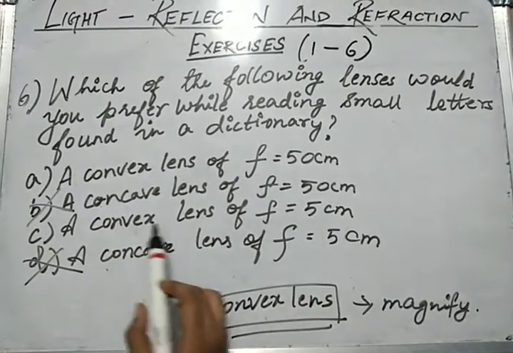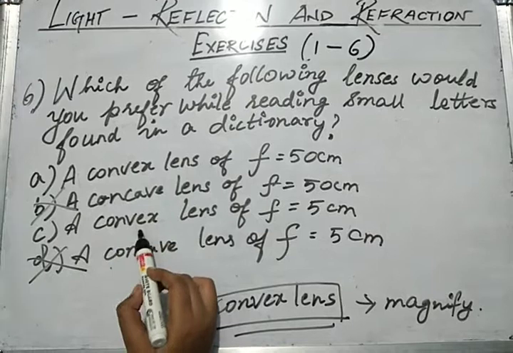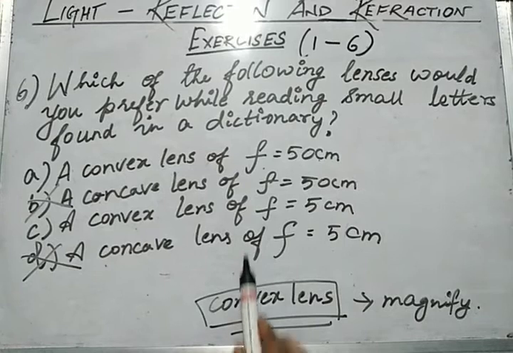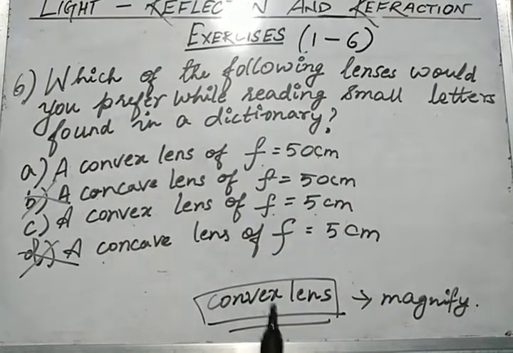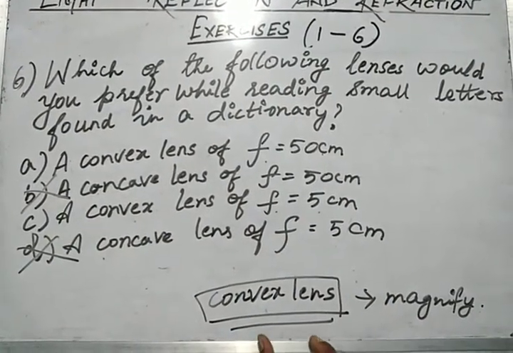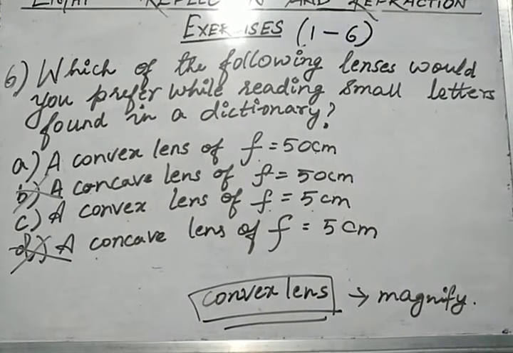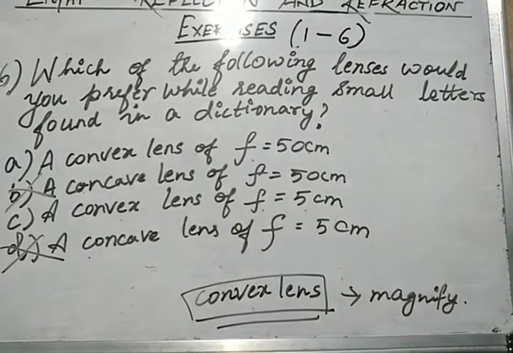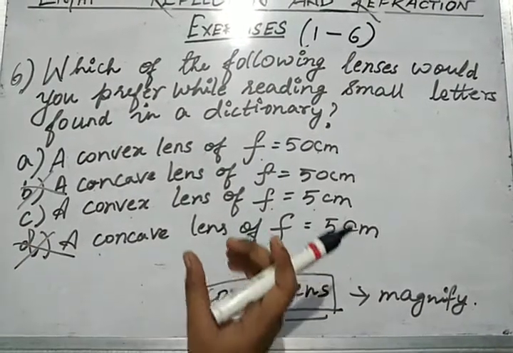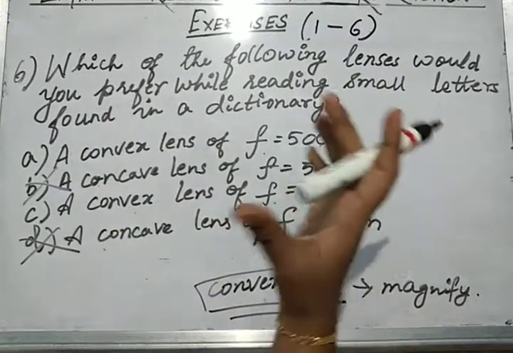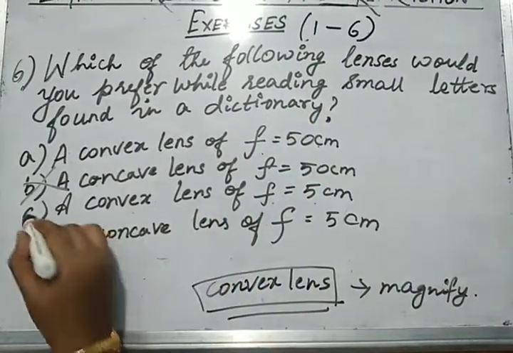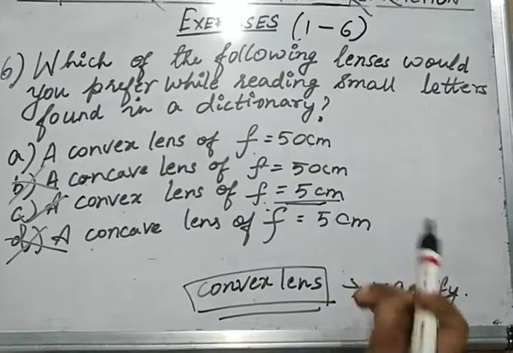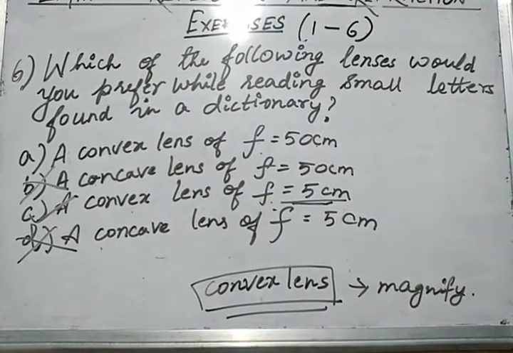Now there is a tussle between option A and option C. Either you should go for f equal to 50 centimeter or you should go for f equal to 5 centimeter. Which one will you choose? I told you, shorter the focal length, higher will be the magnification. The image size will be higher if the focal length is smaller. Therefore, we need to magnify the small letters found in a dictionary, right? So, we need option C. We need convex lens of focal length 5 centimeters so that our image size will be even bigger.